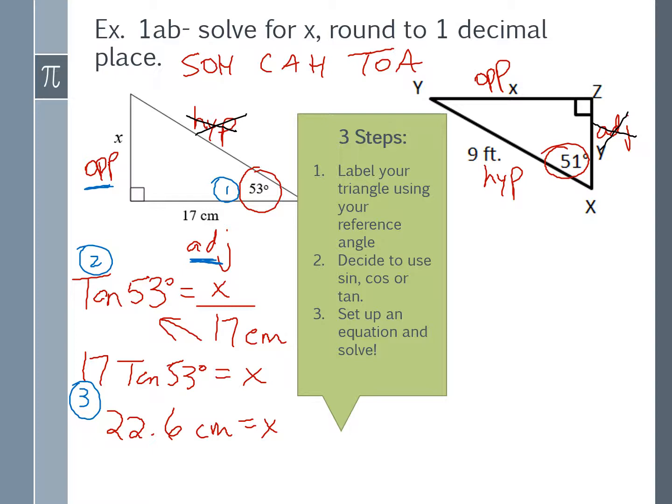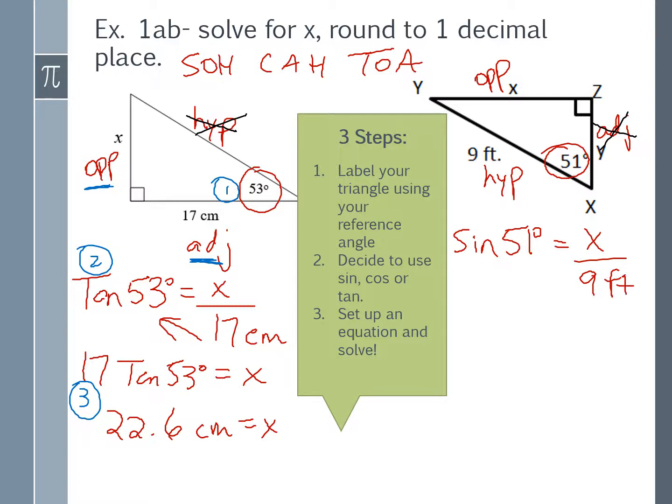And now we decide SOH CAH TOA. We have opposite and hypotenuse. The only one that goes with opposite and hypotenuse, that has an O and an H in it, is the SOH, and the S stands for sine. So you write sine of the thing that you circled, your angle, and again it goes in order, O over H, opposite over hypotenuse. So in this case our opposite is x, our hypotenuse is 9.